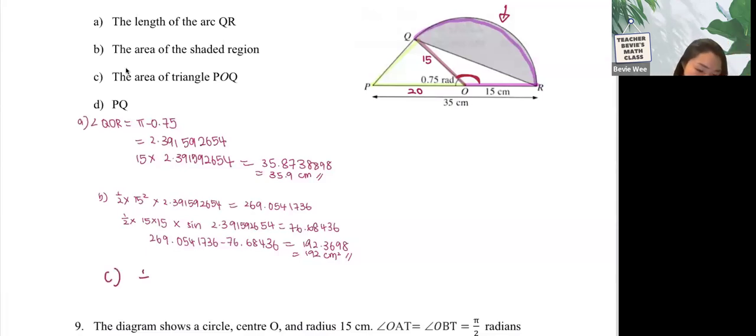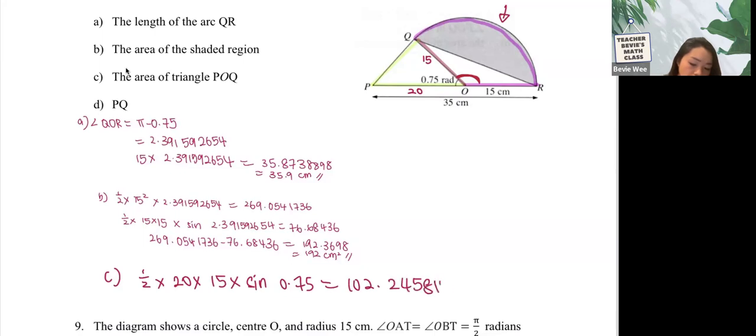So for part C, it's half ab sine 0.75. This. Which is 102.245814, 102 cm squared. Okay, last one, they are looking for PQ.